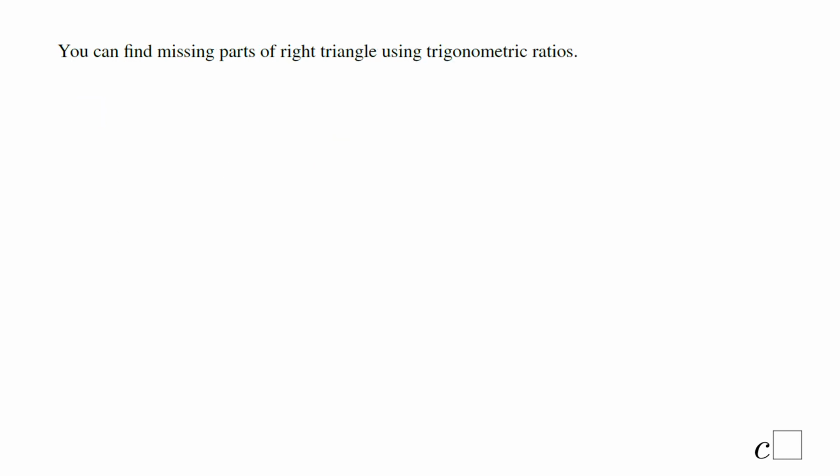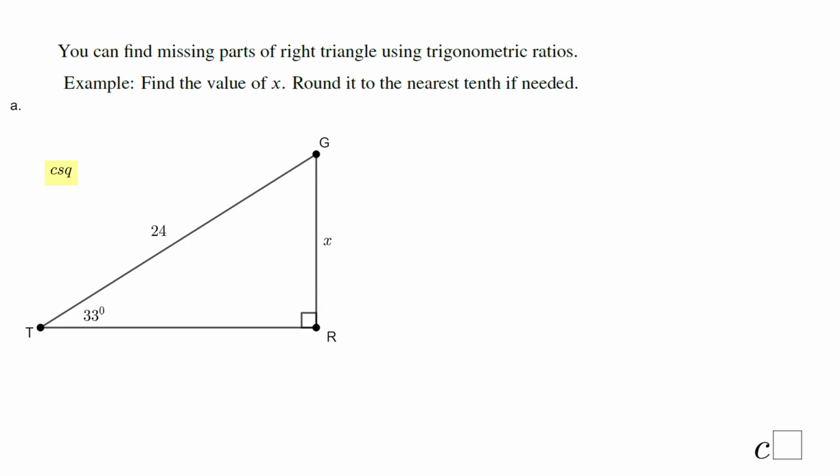In the next part of the lesson, I'm going to use this trigonometric ratio to find missing parts, like this example we have here where we said find the value of x, round it to the nearest tenth if needed. So we have this triangle here, we need to find this x, and if we notice we have the hypotenuse and we have an angle given to us which is 33.